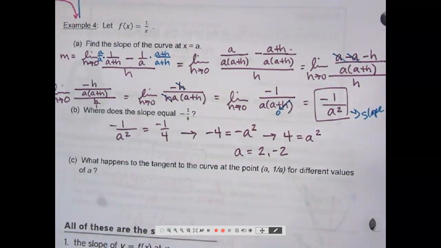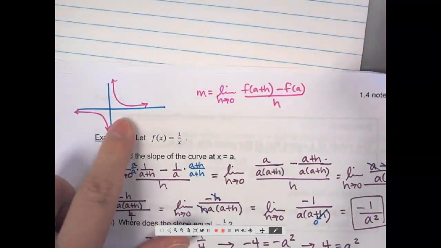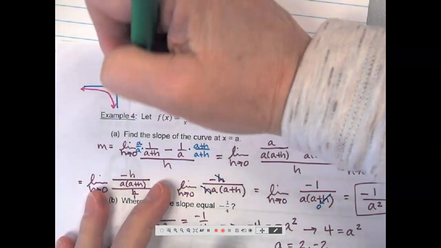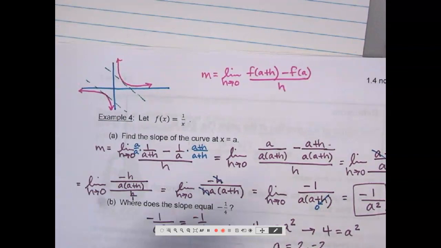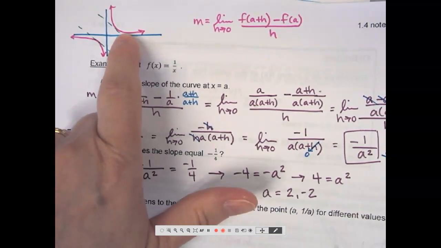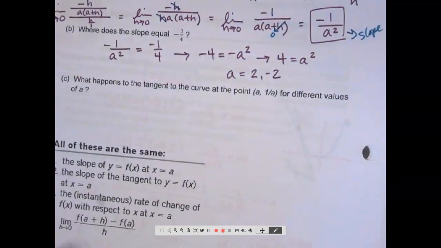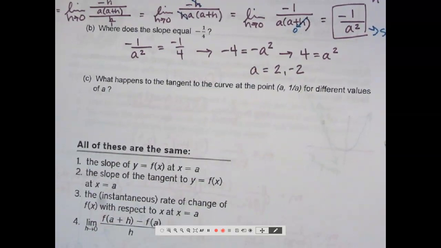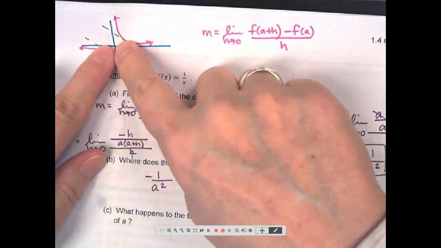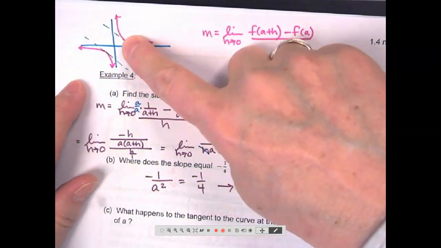Okay, doesn't that make sense that if I go up to this graph, there will be 2 places where the slope is negative 1/4? I'm just sort of guesstimating, like it might be there and there, but there are going to be 2 places where I have that same slope of negative whatever, any number. There are going to be 2 places. All right, so it makes sense that one place is over here at 2 and the other's over here at negative 2. Okay, what happens to the tangent to the curve at the point a, comma 1 over a for different values of a? Okay, so what I want you to look at is, what if I move this point way down here? What does that slope become close to?